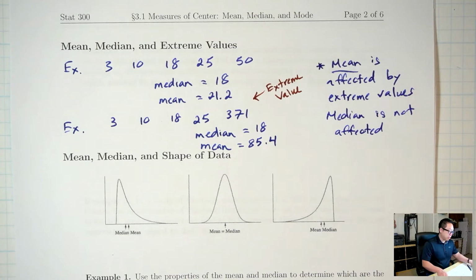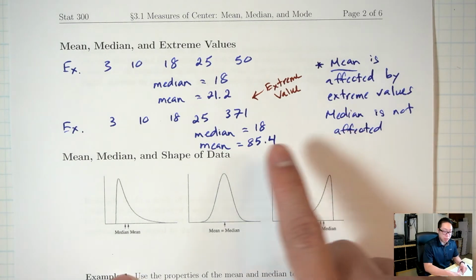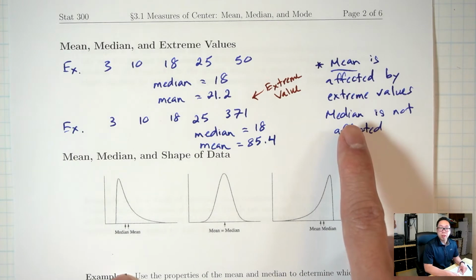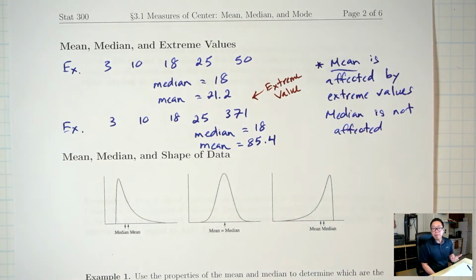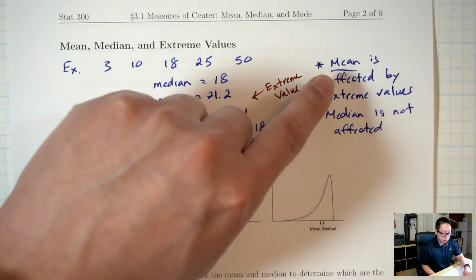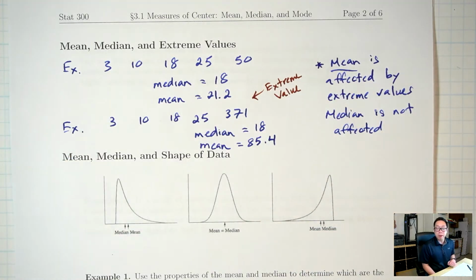Another point I want to make here is when you're deciding which measure of center to use, the mean or the median, if your data set has extreme values, you probably want to use the median because it's not affected by the extreme values. If your data set doesn't have any extreme values, then you might want to use the mean.